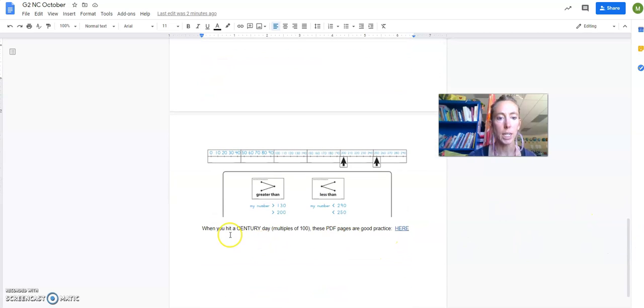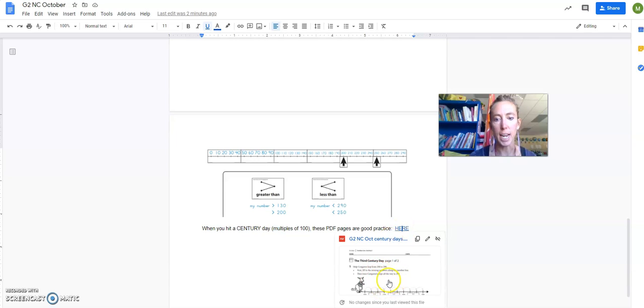Also take note that if you hit a century day, the multiples of 100, those PDF pages are here if you're interested in having them practice writing those big numbers and counting by tens on a worksheet. All right, that's Number Corner in a nutshell.